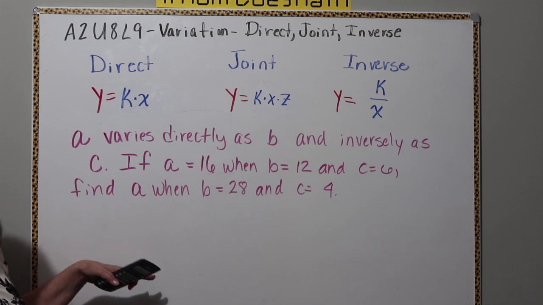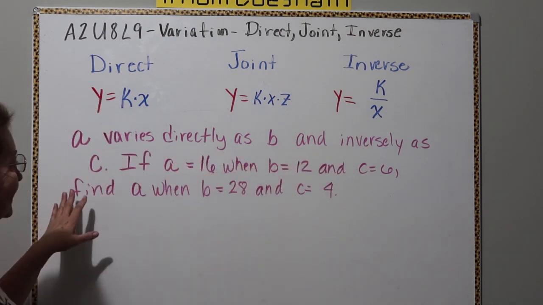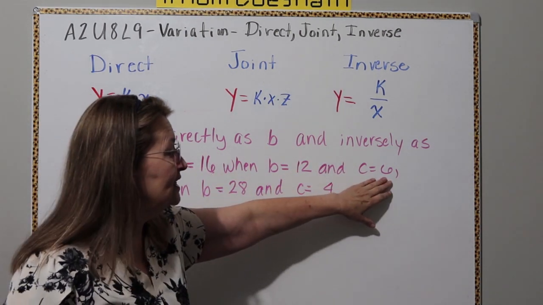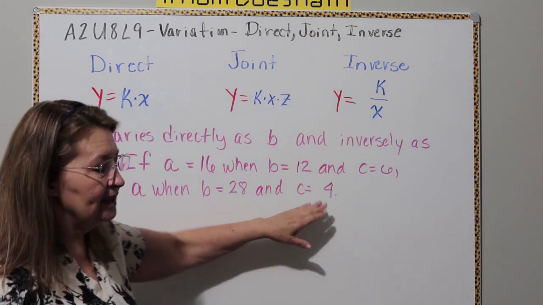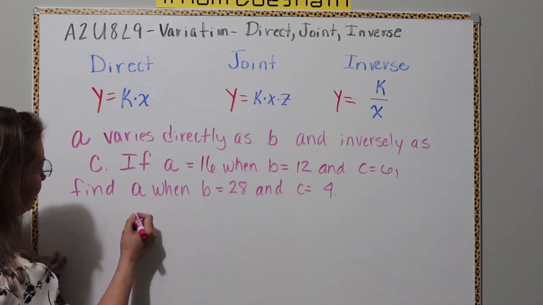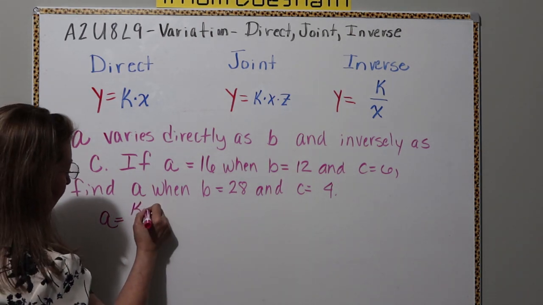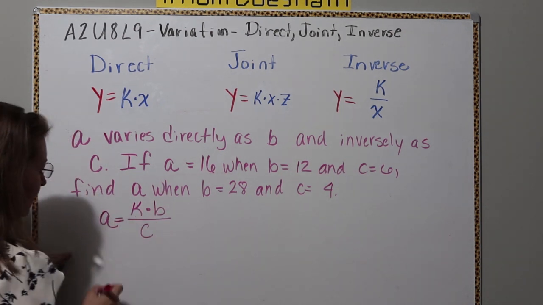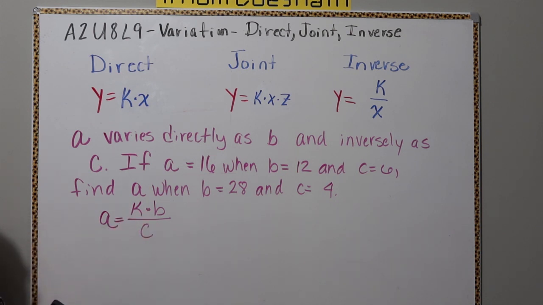One last combined variation problem. A varies directly as b and inversely as c. If a is equal to 16, when b is 12 and c is 6, find a when b is equal to 28 and c is 4. So first let's get our model. A varies directly as b is going to be that a is equal to k, which is your constant, times b, and then inversely as c. So this is what your model is going to look like. A is equal to k times b over c.